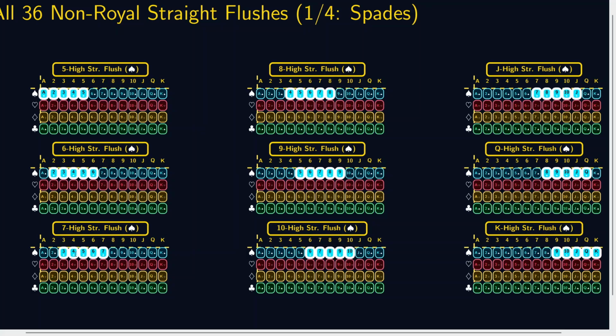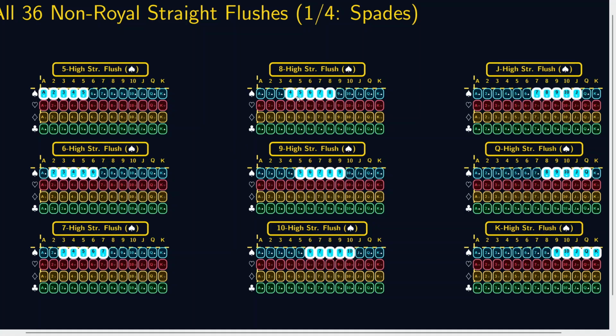1 more step to the right. Columns 3, 4, 5, 6, and 7, all in the spades row. 3 of spades, 4 of spades, 5 of spades, 6 of spades, 7 of spades. The fourth hand is the 8 high straight flush of spades.